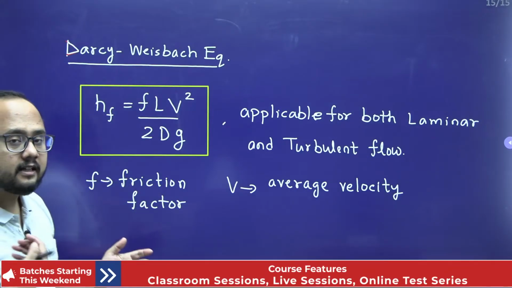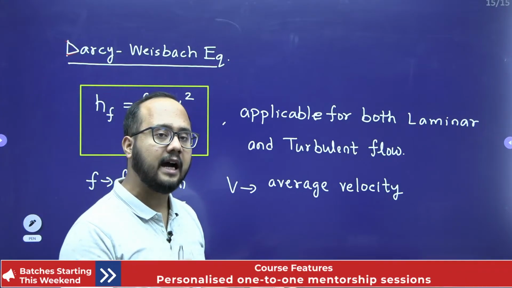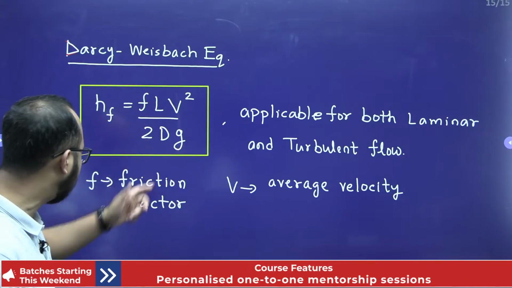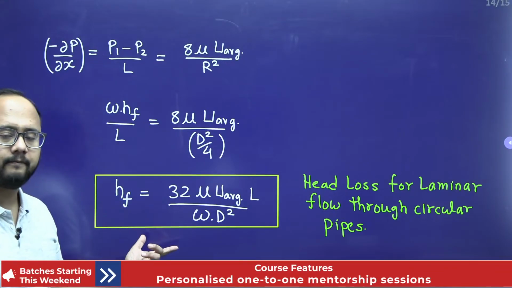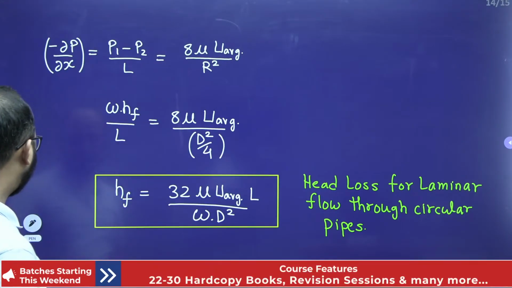Now as we are discussing laminar flow through a circular pipe, we can calculate this friction factor just by equating this relation and this relation. Are you getting the point? So using both relations I can calculate the friction factor for laminar flow also.